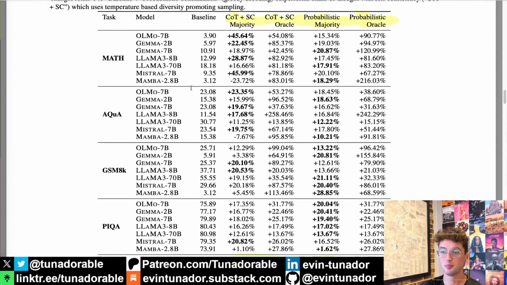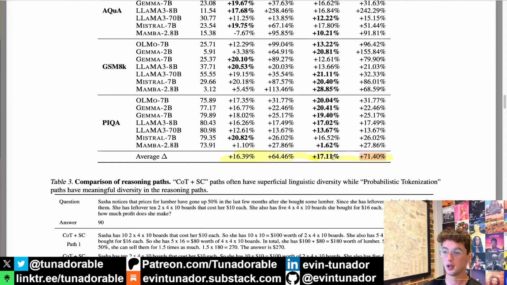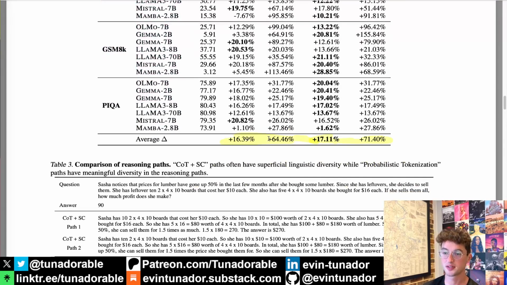Here we see some actual big result table. We compare the self-consistency majority, the self-consistency oracle, the probabilistic tokenization majority, and PT oracle to each other. And the oracles aren't a fair look, so we don't actually include them in our final values, but it does seem like a full percentage point, or almost a full percentage point, increase on the average across these different models and 4 different benchmarks. And then here we see that oracle difference, 64% average accuracy for the self-consistency oracle versus 71.4% for the tokenization oracle.